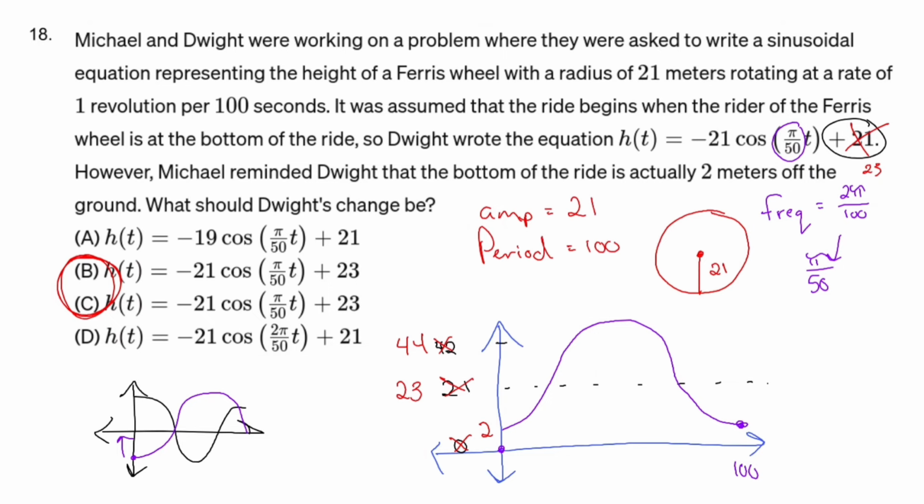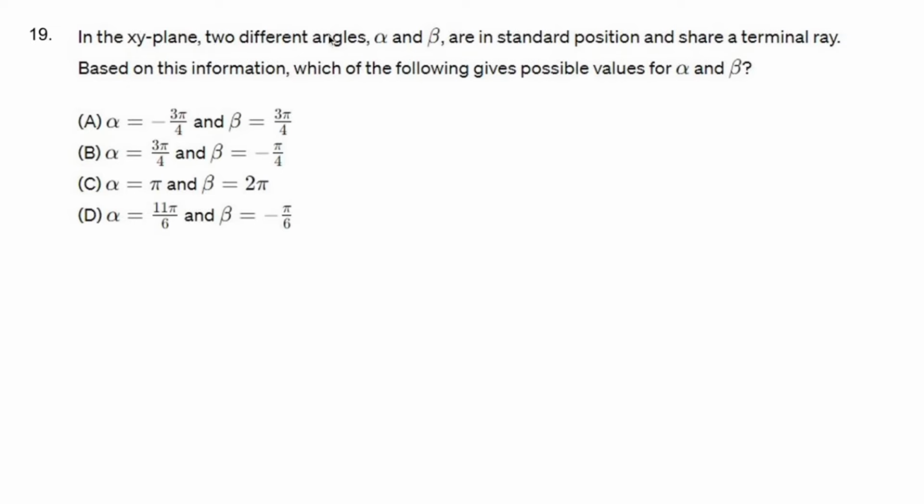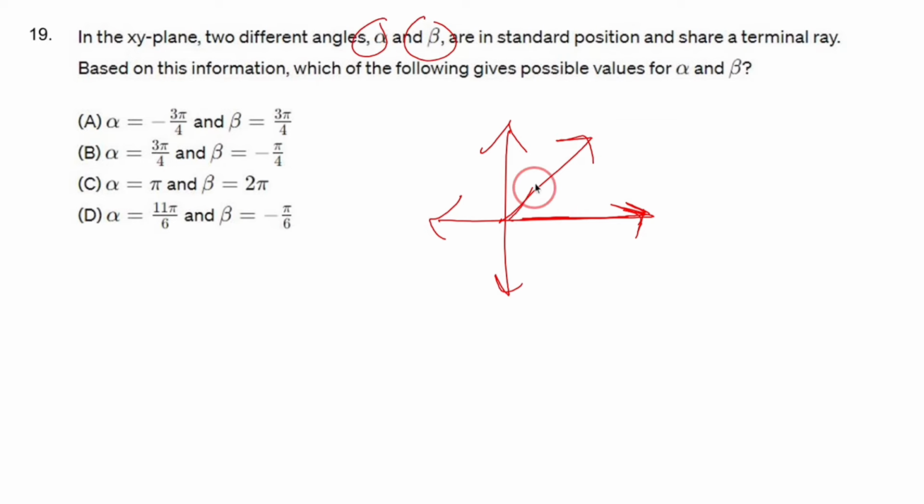Hope this helps. In the xy plane, two different angles, alpha, and beta are in standard position and share a terminal ray. What does that mean? Well, if you were to graph something, here's your regular initial ray, and then your terminal ray is going to show up like this. Both of these will have the same exact picture.